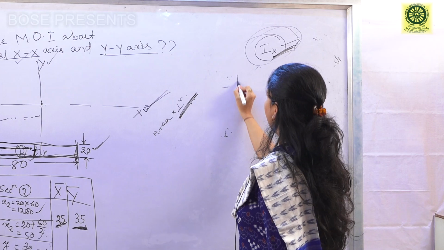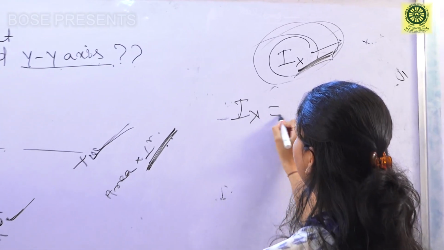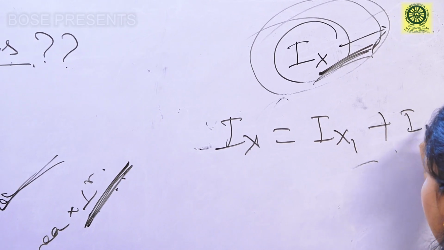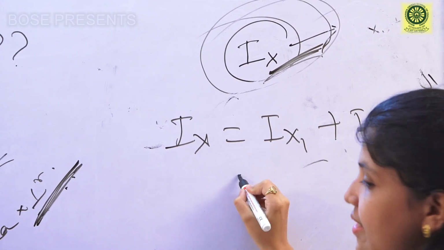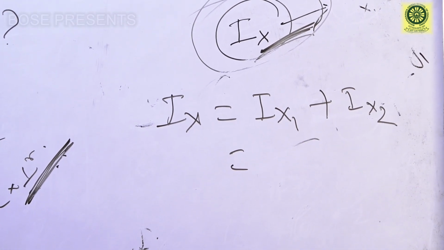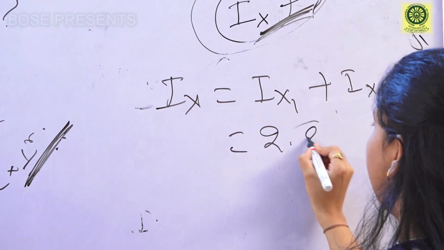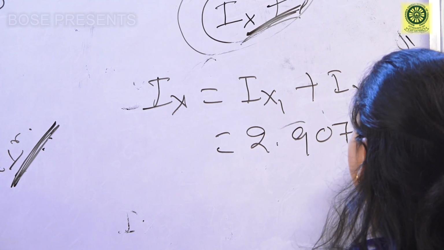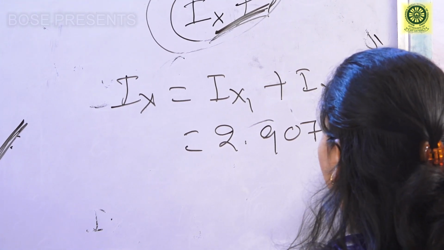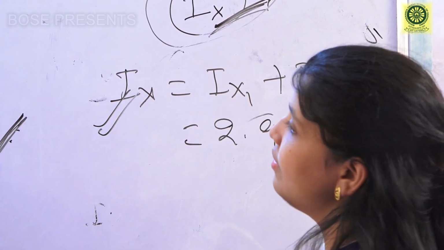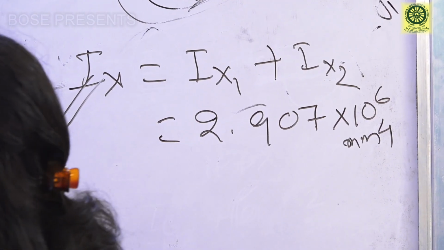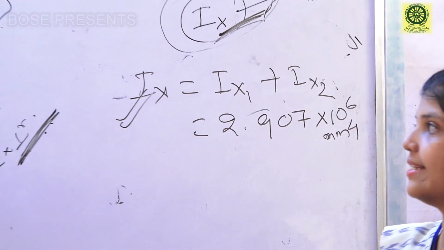So now Ix equals Ix1 plus Ix2, that is equal to 2.907 into 10 to the power 6 mm4. Okay, so this is the answer for this question, that is the moment of inertia about the centroidal x-axis.